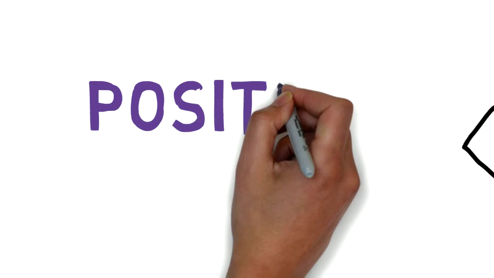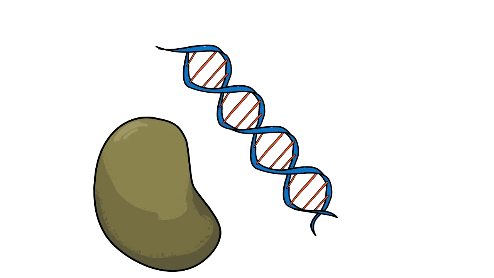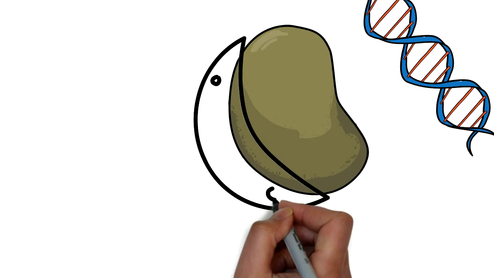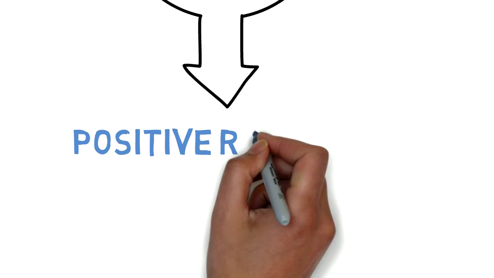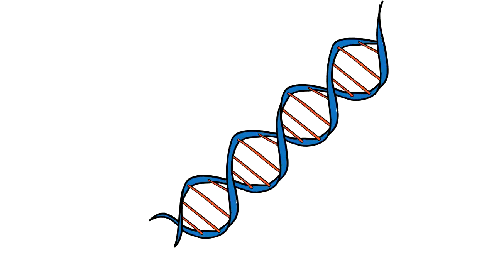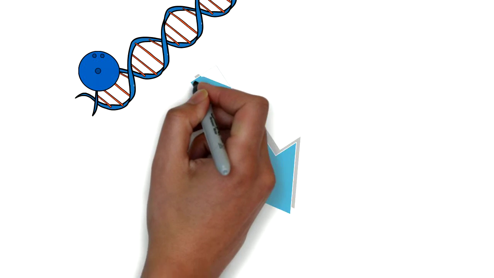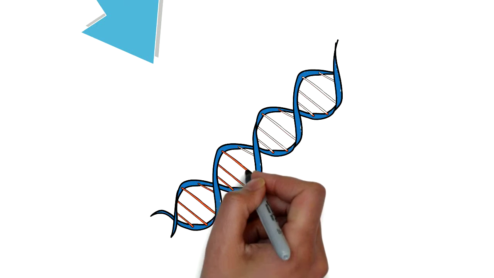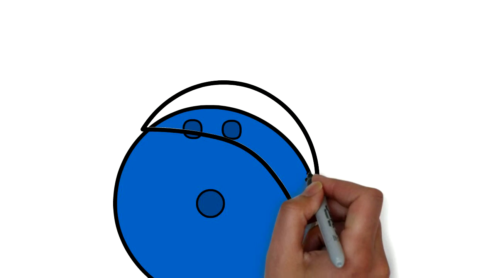Positive control can be positive inducible, where an activator protein, which cannot bind to DNA directly, binds to an inducer, which forms a complex which binds to DNA. The other type is positive repressible. Here, the activator is already bound to DNA, but in presence of a repressor, a complex is formed which prevents the transcription of DNA.